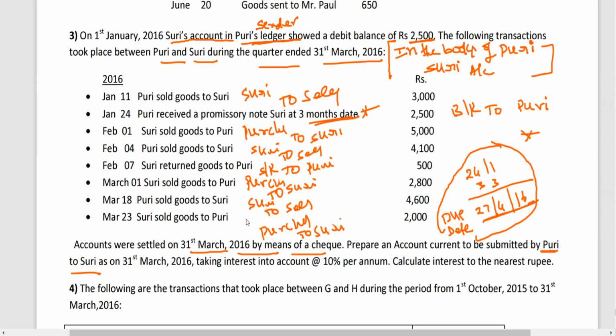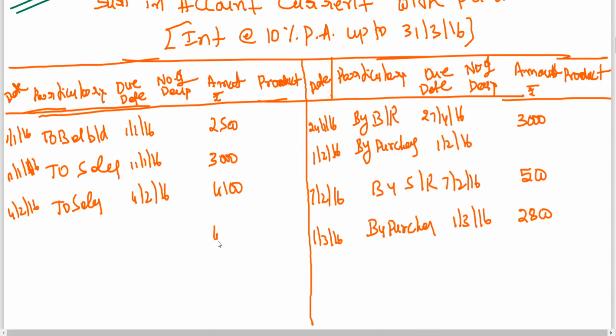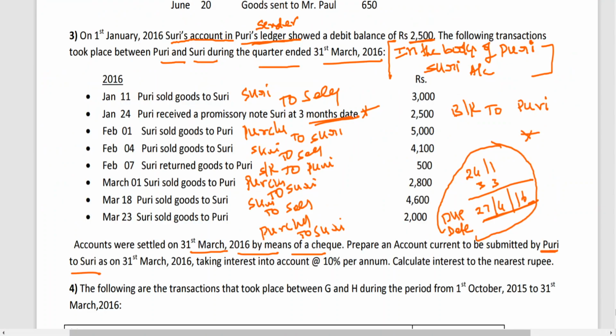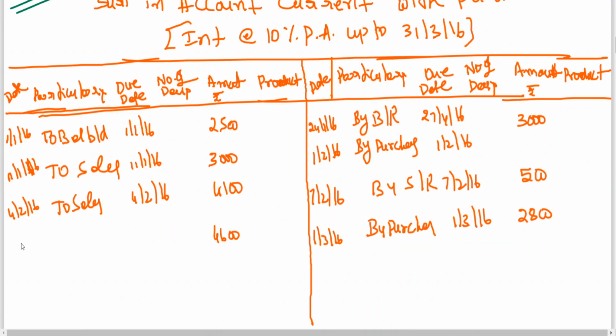Puri sold goods to Suri. Entry Suri account debit to sales. Who is the receiver? Suri is the receiver. Suri to sales 4,600. March 18. And due date is not given. Transaction date will become due date.